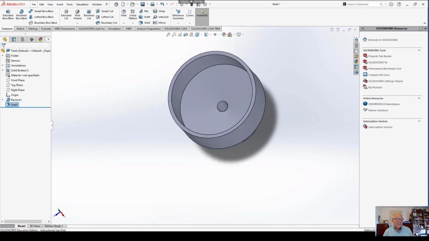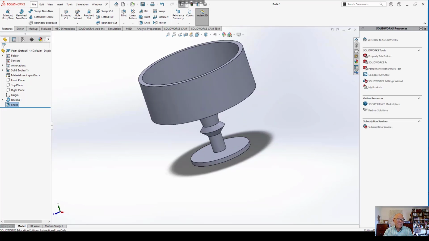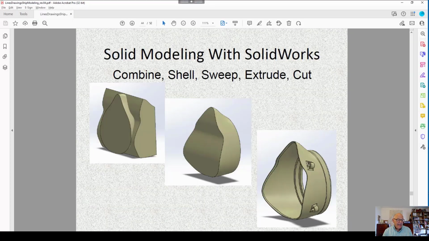Looks like that. So what it does is it shells it if it can, and this one could go all the way down through. Shells it if it can, and then it leaves it open. So that's the example of a shell. And then, okay, solid modeling with SolidWorks, combined shell, sweep, extrude, cut.